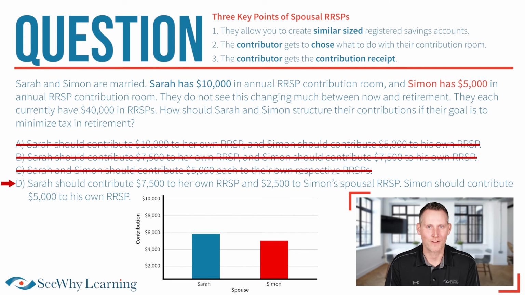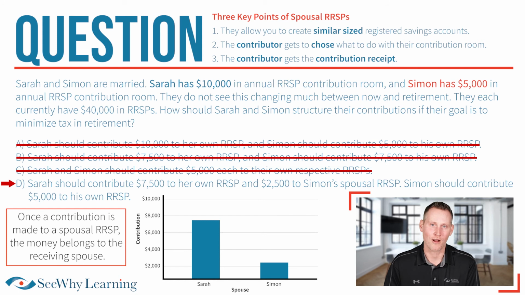All right, finally, answer D. Sarah should contribute $7,500 to her own RRSP and $2,500 to Simon's spousal RRSP. Simon should contribute $5,000 to his own RRSP. Well, remember, this is the one that the student was sure was wrong because it results in Simon getting more than $5,000 into his RRSPs. So let's take a closer look.